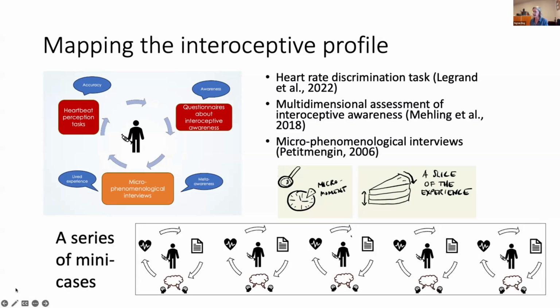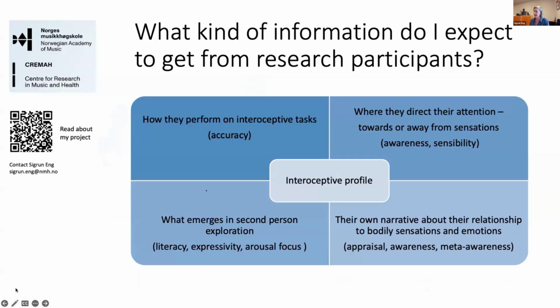And I would like to do this in a series of mini cases with musicians to map the interoceptive profile of many musicians, and then to see if there are differences or not. So what I hope to get out of my participants in this interoceptive profile is how they perform on these interoceptive tasks, what we call accuracy, and where they direct their attention. Do they direct it towards or away from their bodily sensations?